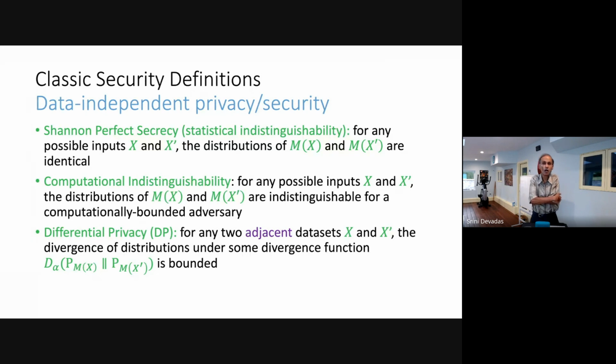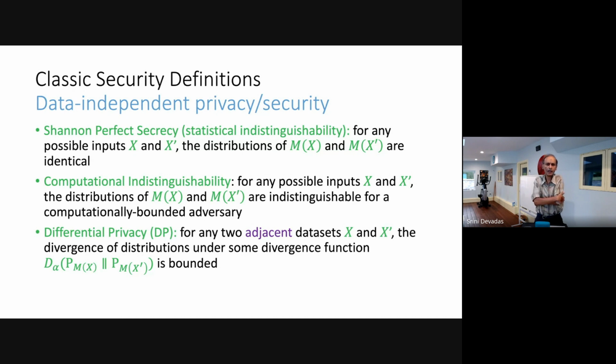Then you have something that's used a lot under various computational assumptions. The cryptographers love this. You're talking about a computationally bounded adversary here, and you say, you know what, the distributions of M of X and M of X prime are indistinguishable for a computationally bounded adversary. And you have to make some assumptions with respect to what the adversary can do and can't do. You also have to say something about indistinguishability. You could say that indistinguishability corresponds to essentially a polytime bounded adversary, and say things corresponding to the distance between the distributions, and so on.